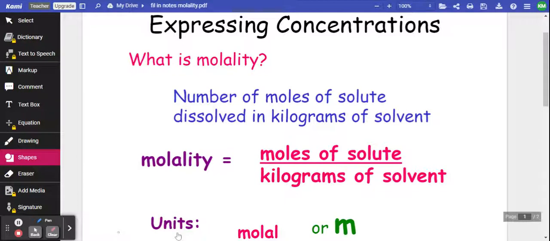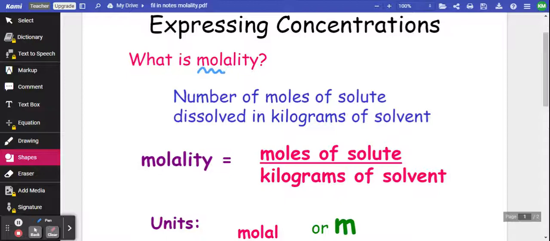Okay, so we are talking about another way we can express concentration. We've already talked about molarity. We've already talked about parts per million, and now we have molality. So molality also has moles in it, but it's a little bit different.